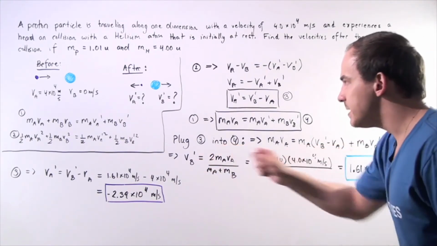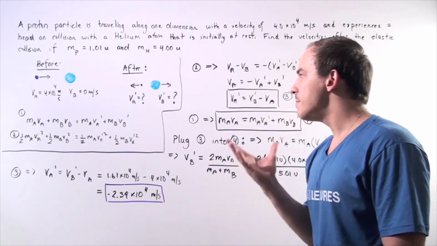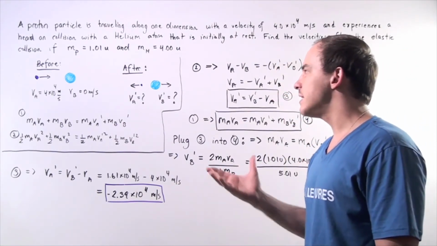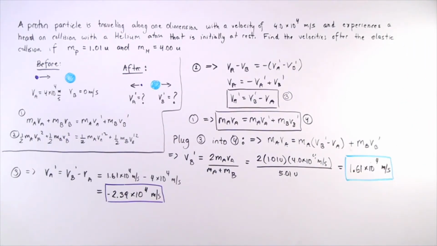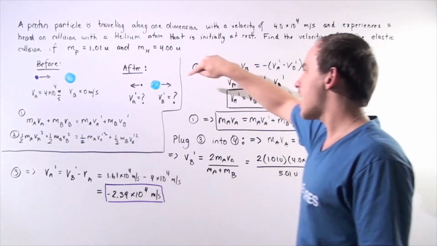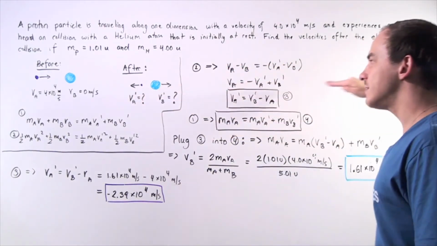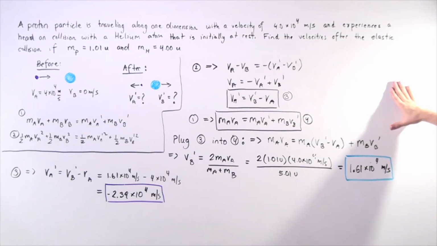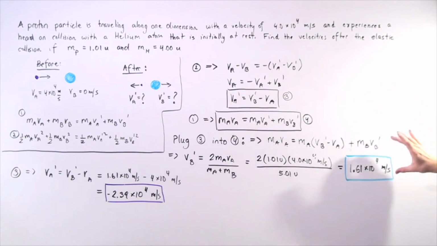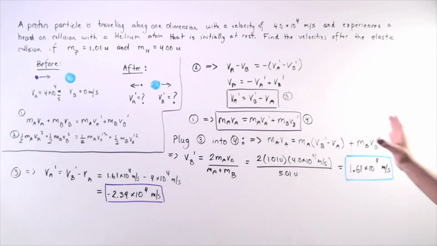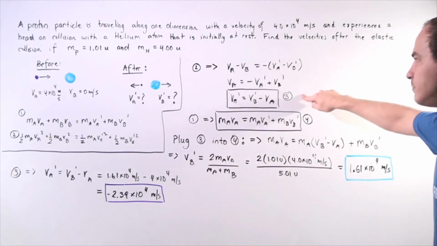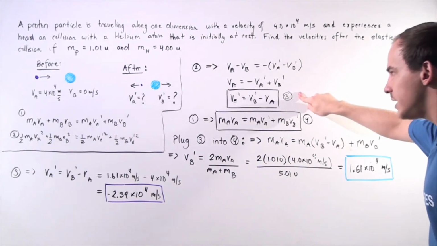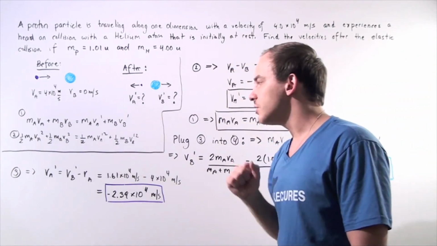So our VB prime, the magnitude of the velocity of the helium atom after our collision takes place, is 1.61 times 10 to the 4 meters per second. And it's positive, which means our helium atom moves in the positive direction along the x-axis. So now we know one of the velocities of the objects after our collision takes place. That means we can use equation 3 to solve for the final unknown.